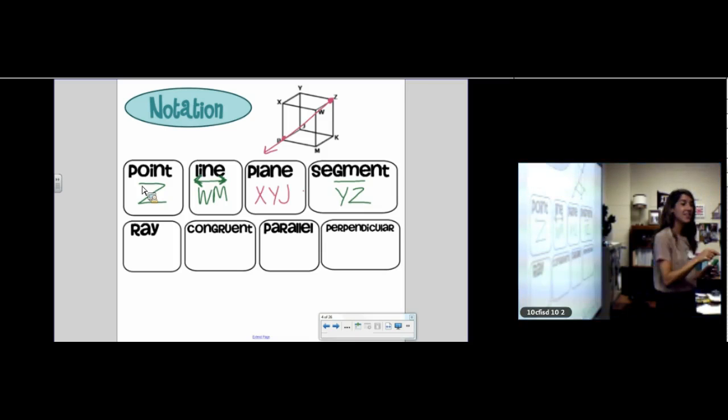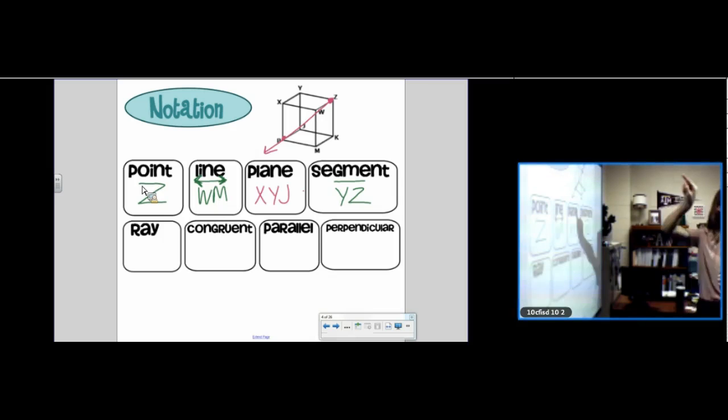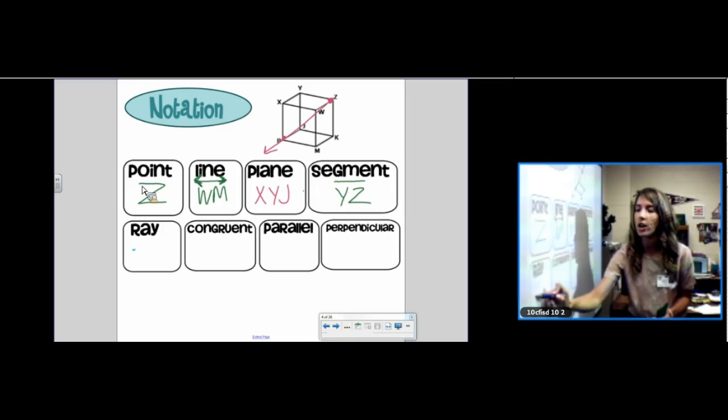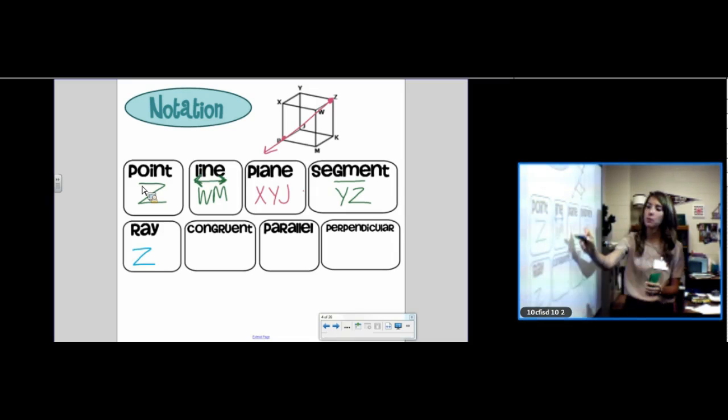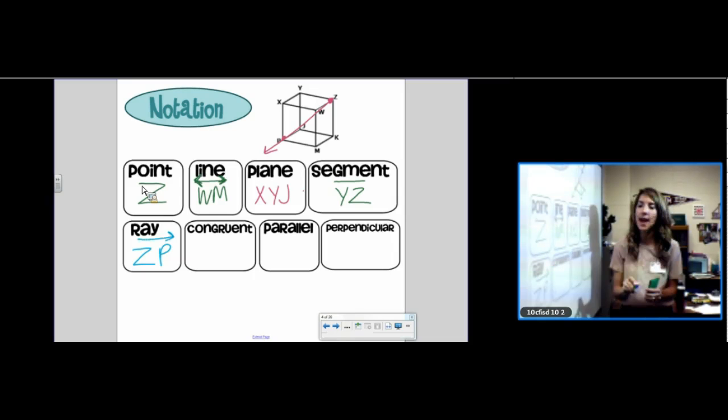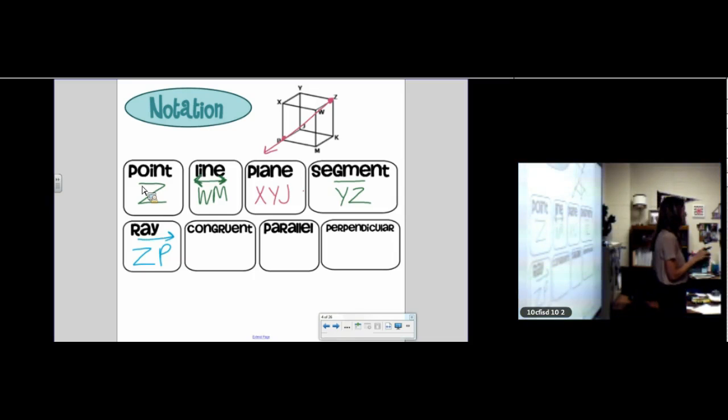We're going to have our arrow go this way always. Kind of like we read from left to right, our arrow's going to go from left to right. Just one arrow though. Where does the ray start? It starts at Z, and then it goes through P. So capital Z, capital P with a ray on top.